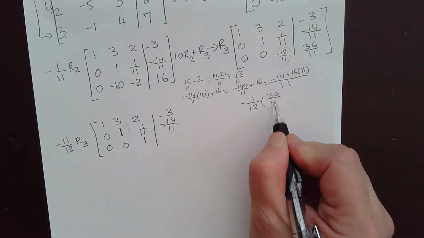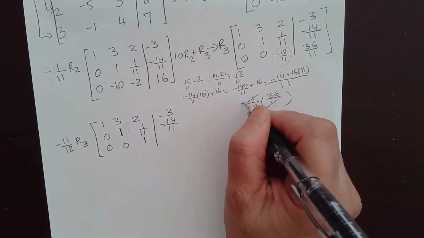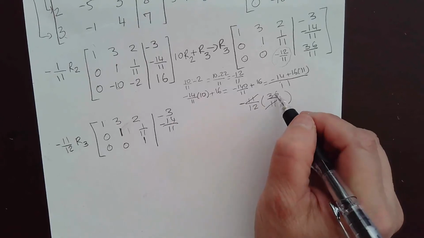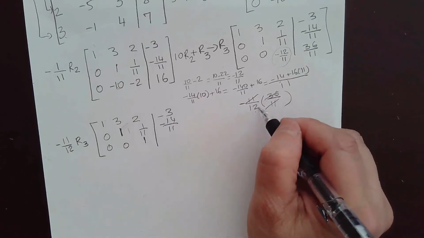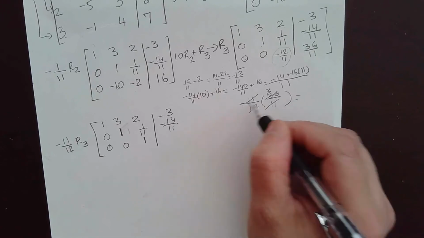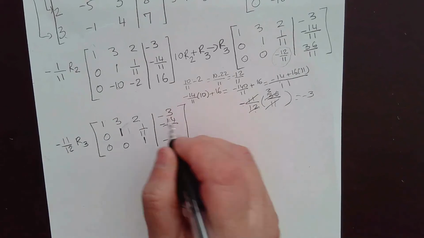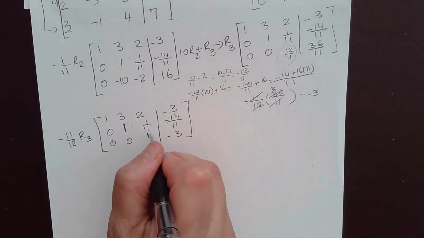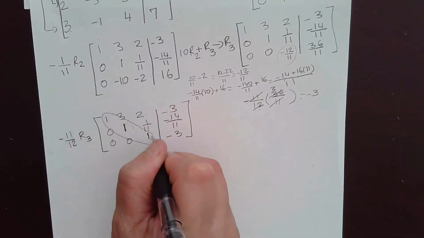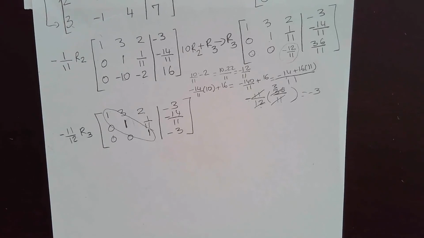You see how it's going to cancel out nicely? The 11 and the 11 are going to cancel out. You still have a negative 1, don't forget that. 36 divided by 12, isn't that 3? So that will give me negative 1 times 3, that's negative 3, and here's your answer. Now we have the matrix in row echelon form. Notice the diagonal are all 1, and anything under the diagonal is 0, and now we can easily solve it.